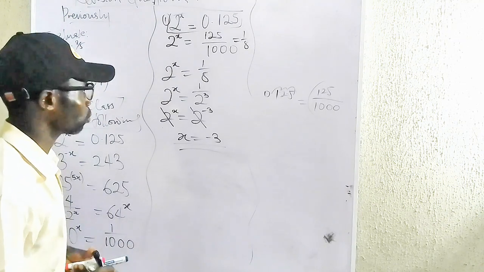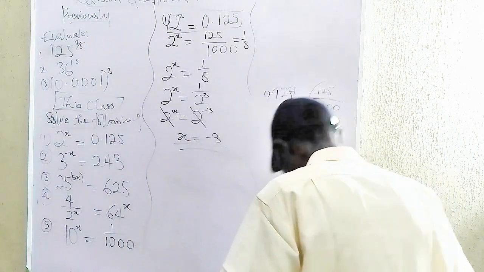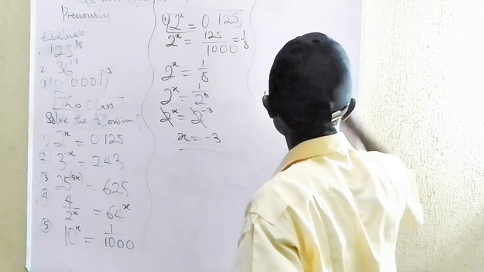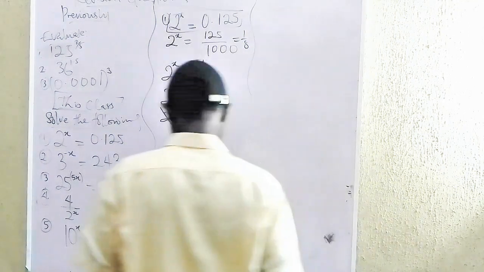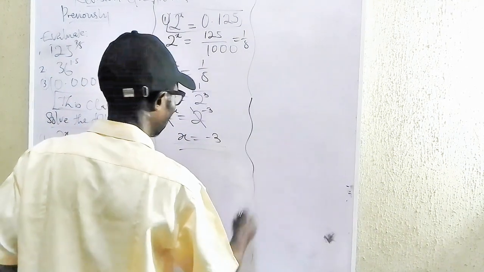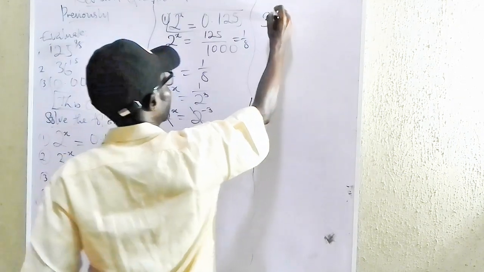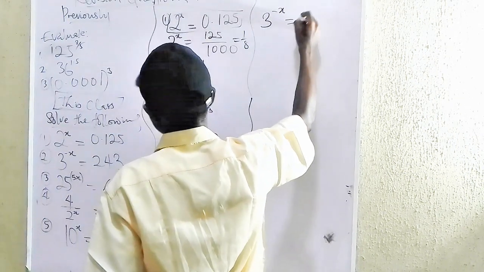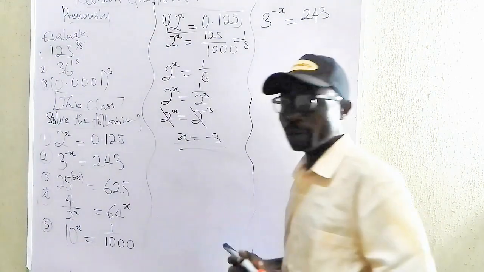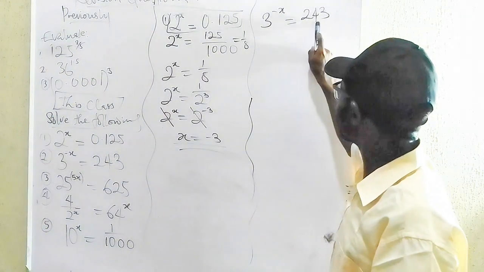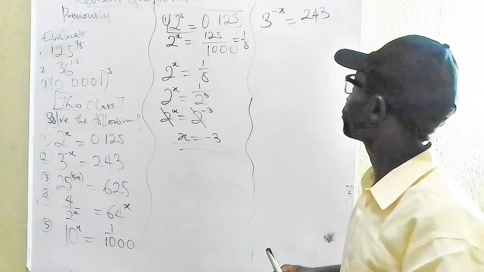Now we're going to pick the next question without much ado. The next is 3 raised to the power of minus x is equal to 243. Now remember the goal. The goal is this place must look like this place. They must look alike. So how do we do?